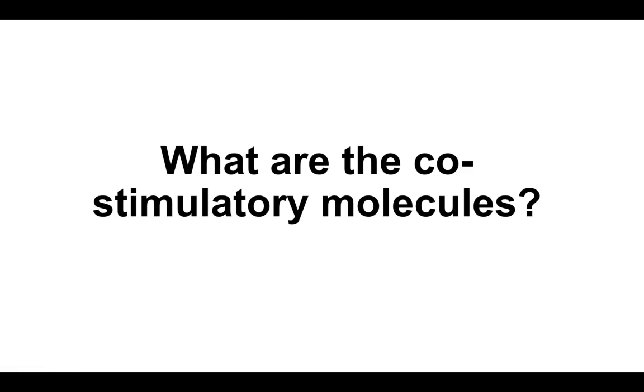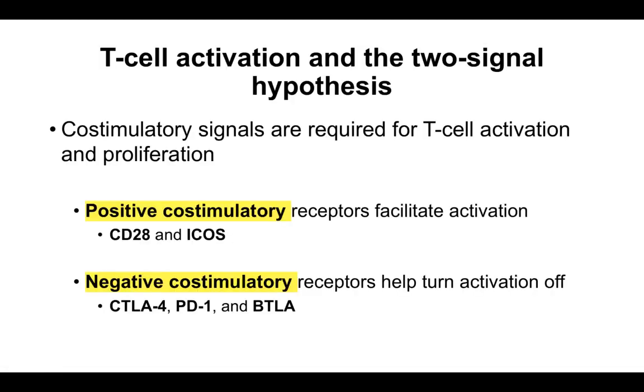What are the co-stimulatory molecules? Positive co-stimulation comes from CD28 or ICOS. Negative co-stimulation can come from, and we've looked most closely at, CTLA4 and programmed death 1. Those turn off these receptors and inhibit them, whereas the positive co-stimulatory molecules help activate these cells.